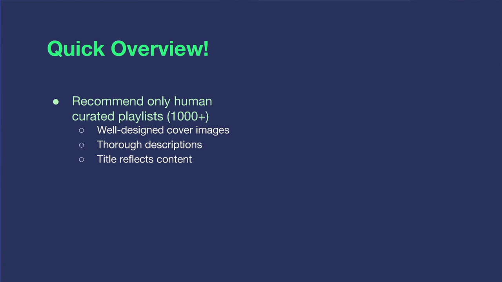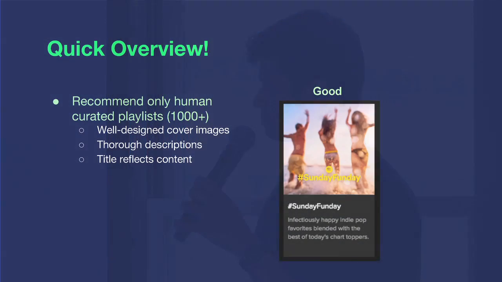So at the base level, the first thing that I want to note is that we only recommend human-curated playlists, and there's a few reasons for that. We have about 1,000 plus of these playlists, but the main reasons are that these playlists have really well-designed cover images that are depicting what kind of content is in there, sort of giving a user the sense of a really inviting playlist content in there. And then these playlists also have thorough descriptions that are describing what kind of genres are in there, when we think these playlists might be appropriate to listen to. And then a title that reflects what kind of content is in there as well.